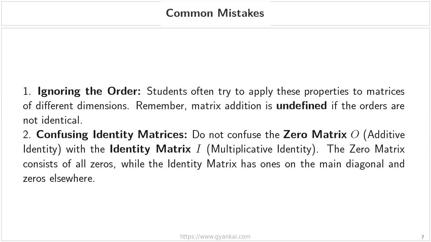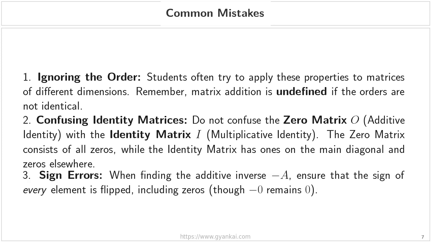Second, be very careful not to confuse the different types of identity matrices. In our previous slide, we explored the zero matrix, denoted by a capital O, which serves as the additive identity. Do not confuse this with the identity matrix, denoted by a capital I, which is the multiplicative identity. To keep them straight, remember that the zero matrix consists entirely of zeros, whereas the identity matrix has ones along the main diagonal and zeros everywhere else.